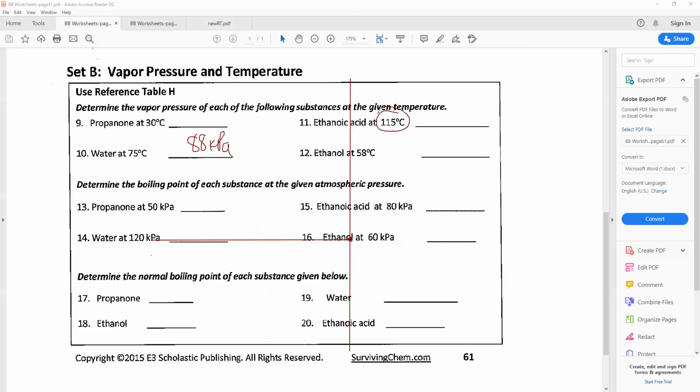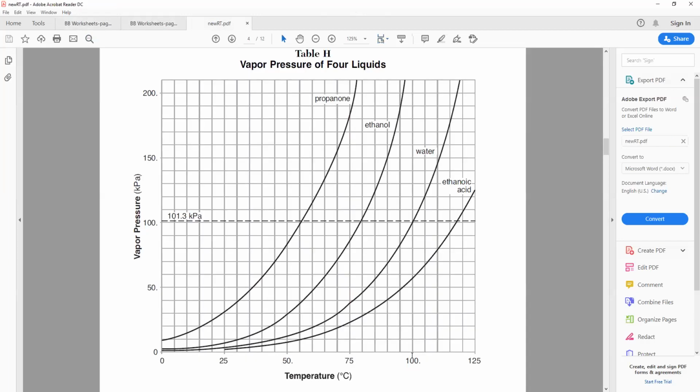Ethanoic acid at 115. 100 is over here. 5, 10, 15. Always double check. And they're asking for ethanoic acid. So this is the point where the graph meets. I'm going to go across and I'll see that it's approximately 92, 93. You're going to have a plus or minus 1 or 2 points. So I'll say 93.